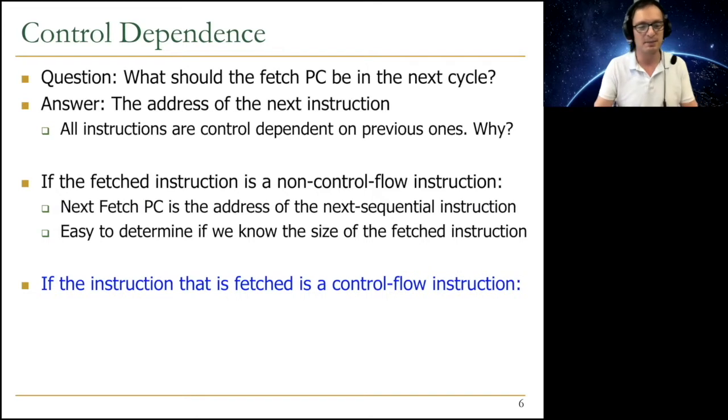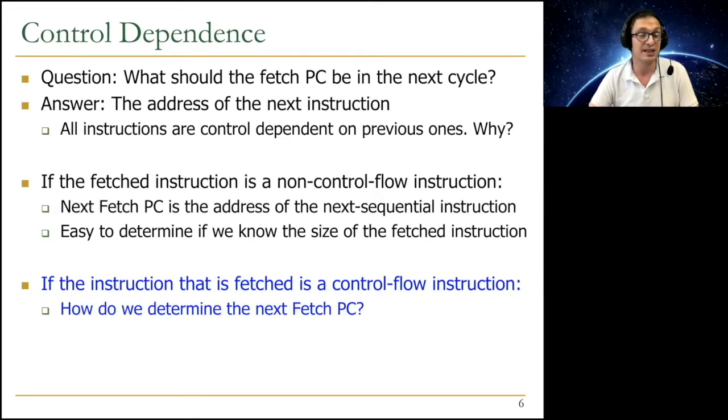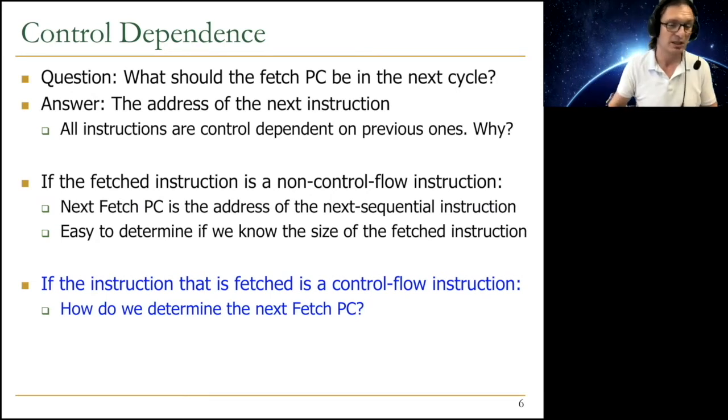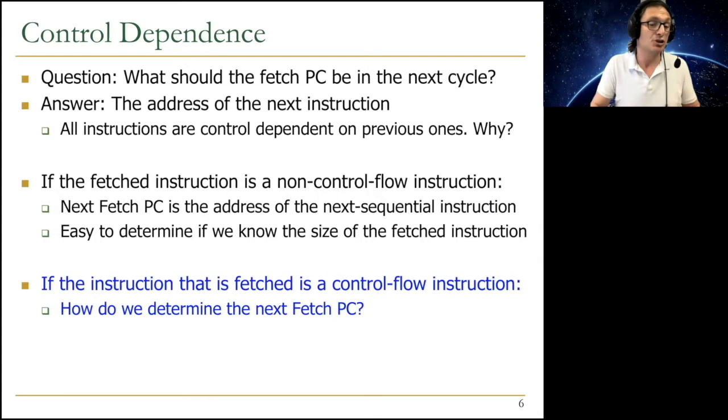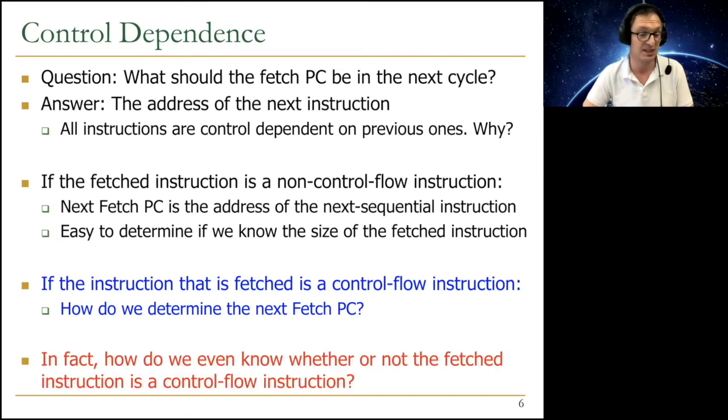But of course, it's a bigger problem if the instruction that's fetched is a control flow instruction, because you haven't even executed the instruction. You don't know whether it will be a taken branch, if it's a conditional branch. And how do you determine the next fetch PC? You need the next fetch PC in the next cycle immediately, right? It's not like you have a lot of time to determine it. You need it at the end of the cycle so that you can have the full next cycle, so that you can access the instruction memory with the next fetch PC.